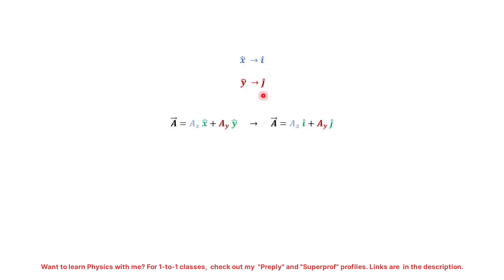In these notations, we can write the overall vector like this: the x hat I can write as i hat, and the y hat I can write as j hat. This is the basic thing. Both are actually the same. Here you are using x hat, y hat notations, and here you are using i hat and j hat notations. The magnitude will be the same: the square root of Ax squared plus Ay squared. This is the magnitude of the vector.